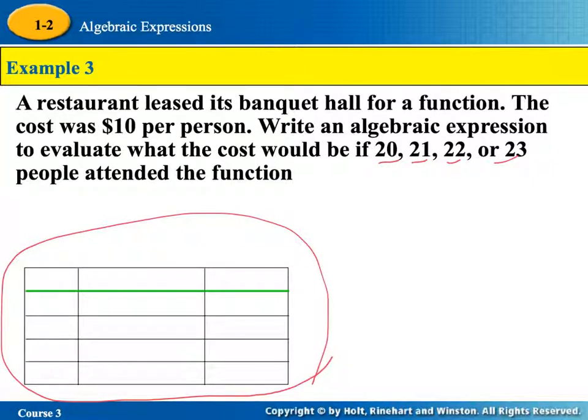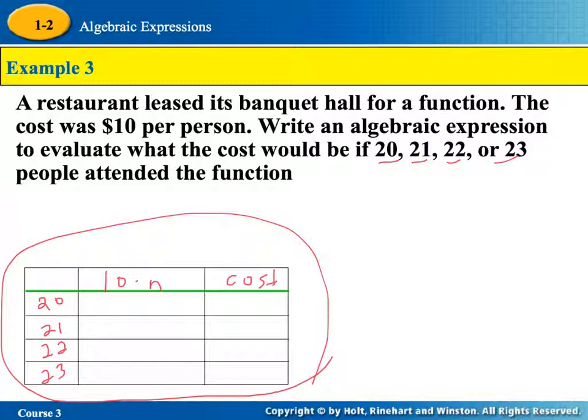How could we figure out, if we have $10 per person and we have that many people, how could we figure the answer out? The total cost, right? Well, you take 10 times that number. So 10 times n. All right, and we would get our overall cost. Correct? Absolutely. So we're trying to figure out 20, 21, 22, and 23. If you use this grid, that's fine. If you didn't and you did something else, that's fine as well.